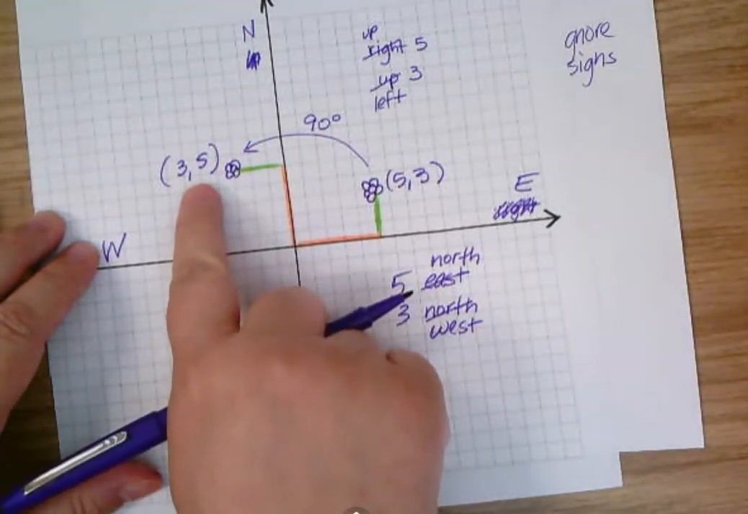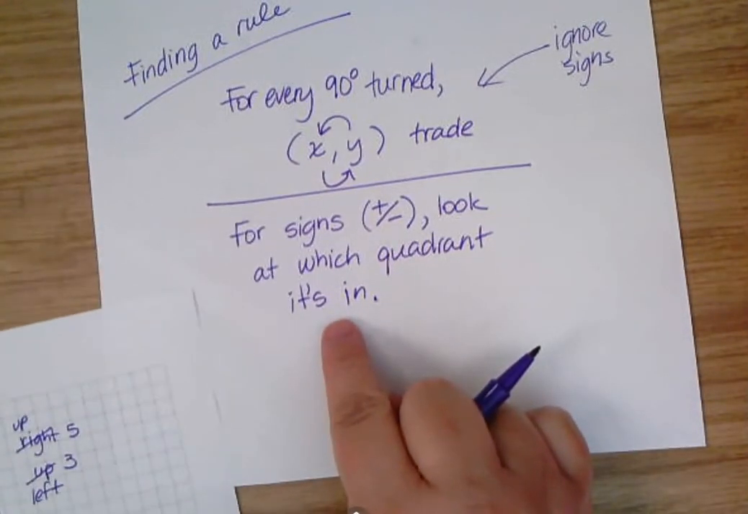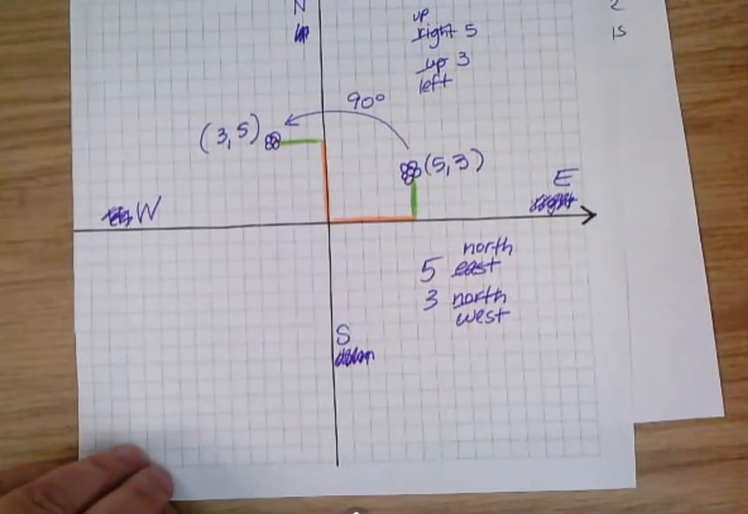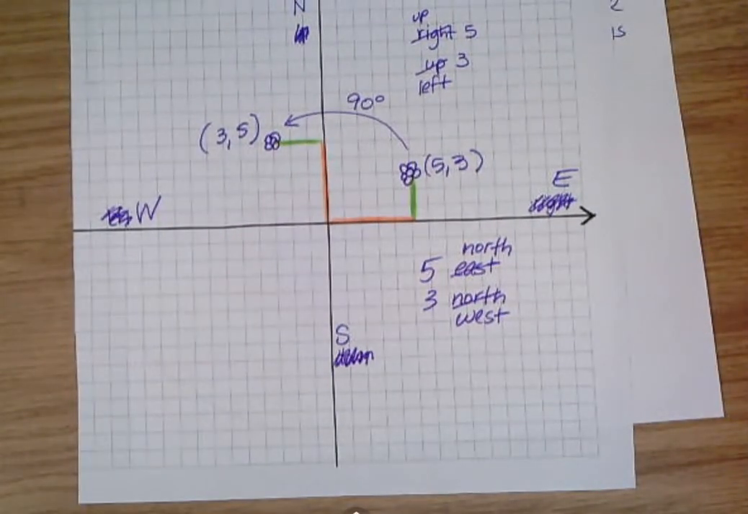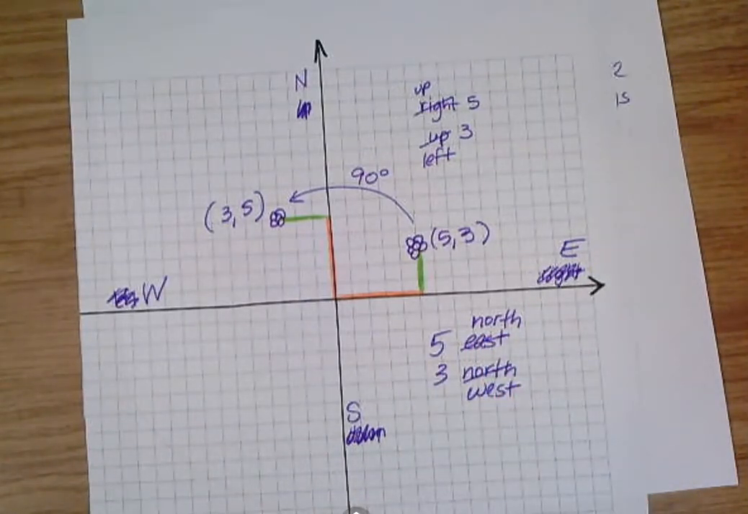Now, this is not the final answer. I then have to go to this part and figure out my signs. For the signs, I have to look at which quadrant it's in. All right? Every single quadrant has specific sign values that work in that quadrant. That's true for all points in that quadrant. So let's look at those for a sec.